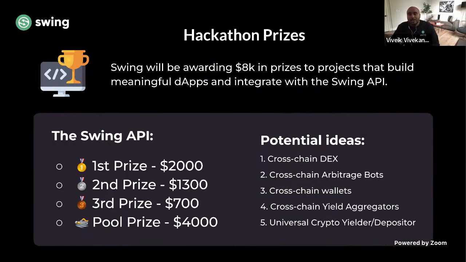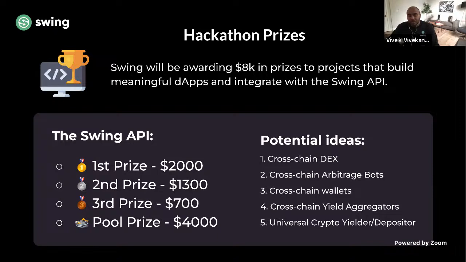A little bit about the Hackathon Prizes for Hack Money. We will be awarding $8,000 in prizes to projects that build meaningful dApps and integrate with the Swing API. It could be building a website which integrates with the Swing API to build things like cross-chain dexes, cross-chain arbitrage bots, cross-chain wallets, cross-chain yield aggregators, universal depositors. This list is not a hard and fast rule, but certainly some of the more interesting use cases that you could potentially explore.